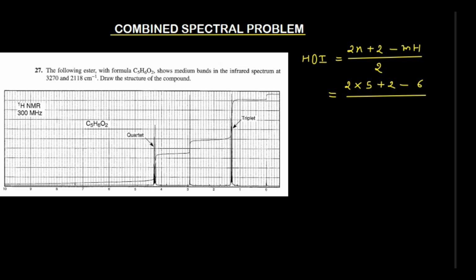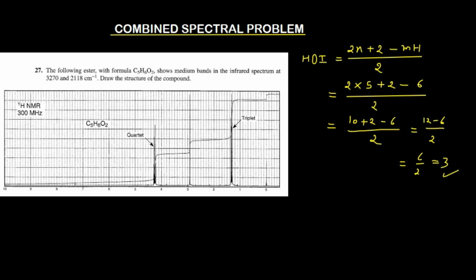Okay, and if you solve this, then you will find (10 + 2 - 6)/2. This will give you (12 - 6)/2, and 6 by 2 is 3, right? So the degree of unsaturation, or hydrogen deficiency index, is 3. So what is the meaning of an index of hydrogen deficiency of 3?